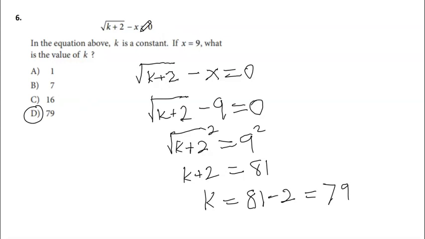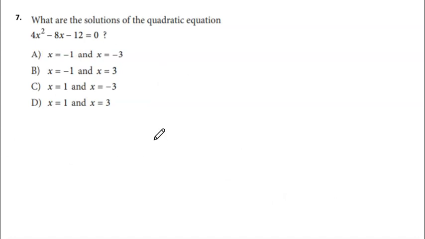Some people prefer substitution, but sometimes substitution can waste time, right? Because you may not find the value immediately. You start from the top, substitute 1, substitute 7, 16. That can waste your time. If you know what to do, just do it, right? And skip substitution or elimination. Okay, so question number 7.